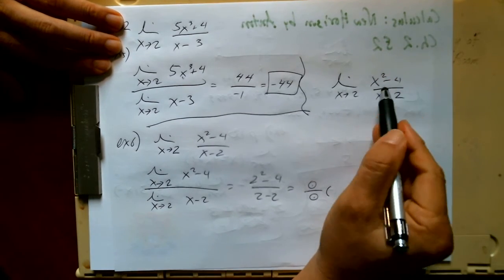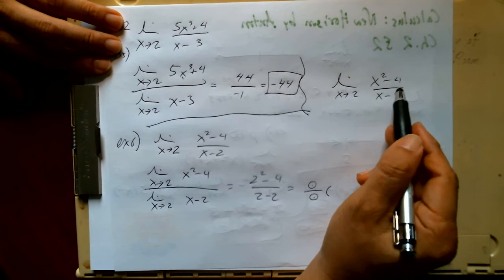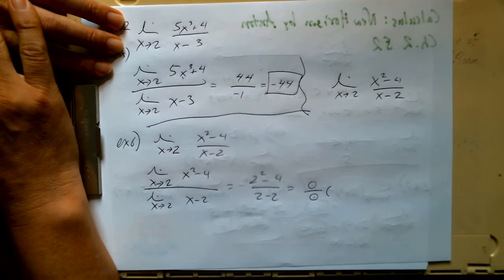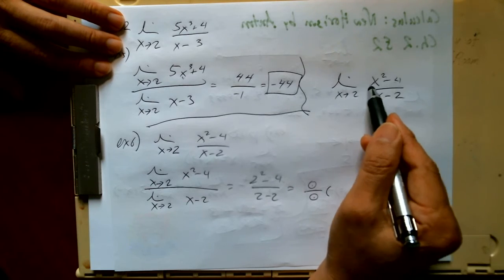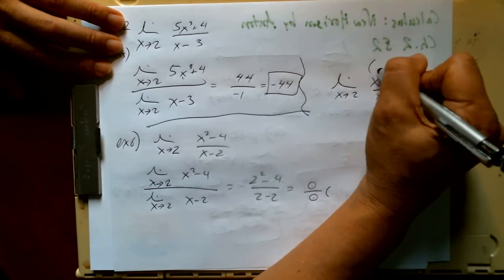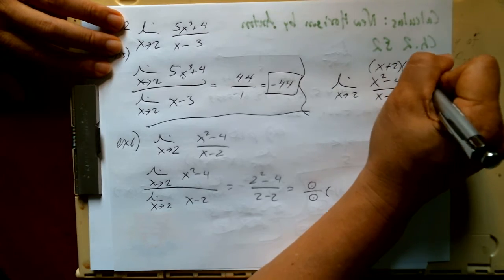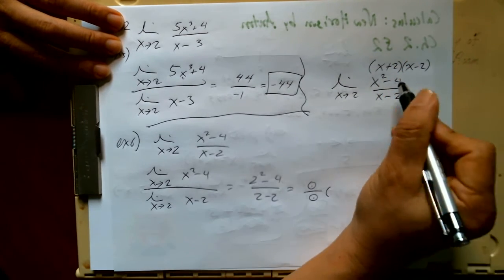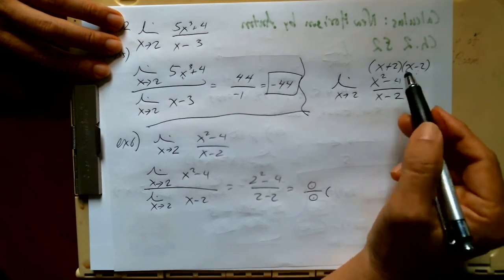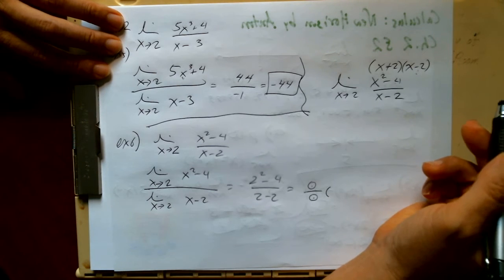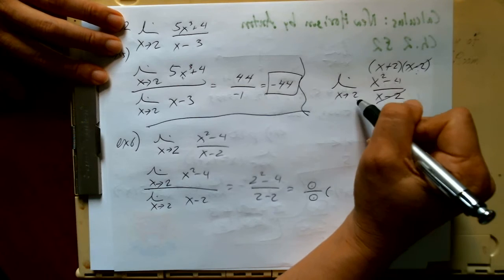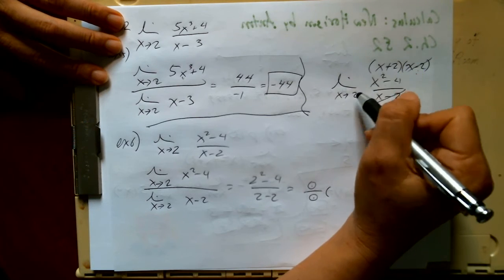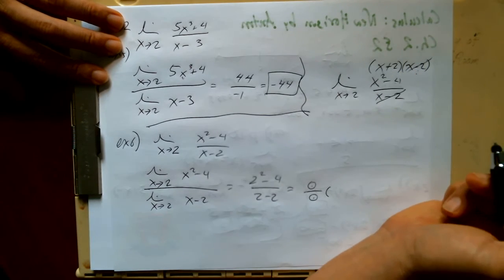We do know that this binomial, two terms, can be factored because it's a difference of squares, right? All difference of squares can always be factored into its conjugates: x plus 2 times x minus 2. If you multiply these two out and fold it, you get x squared minus 4. Ooh, what do you notice? Now these factors cancel.